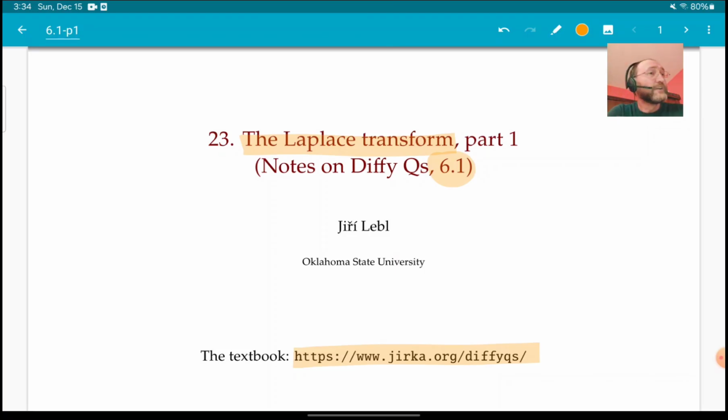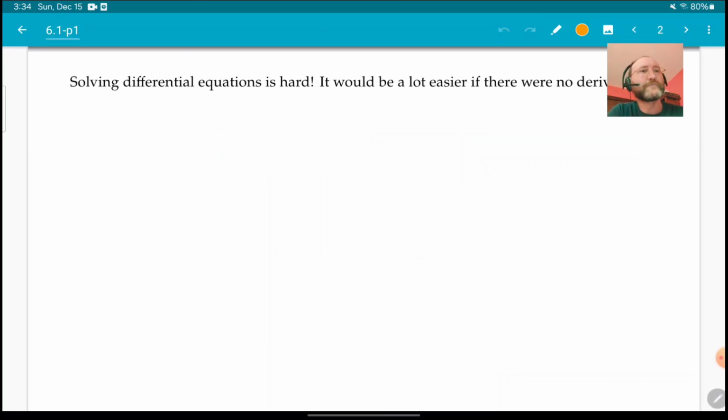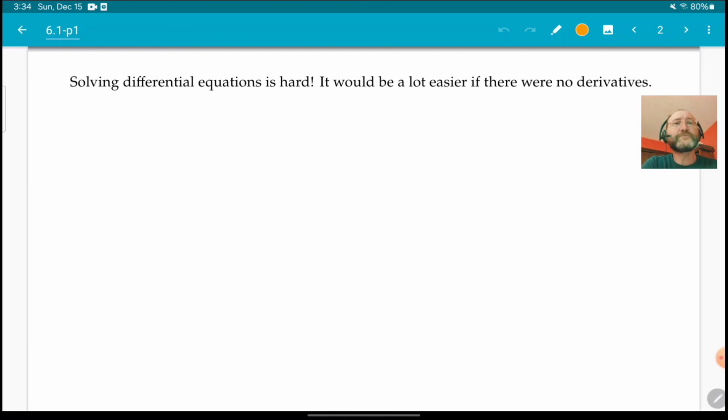All right, so let's get on with Laplace transform, and how are we going to use it for differential equations. So it's first part of 6.1. All right, so solving differential equations is hard, as you've seen by now. We've only solved some really simple ones too.